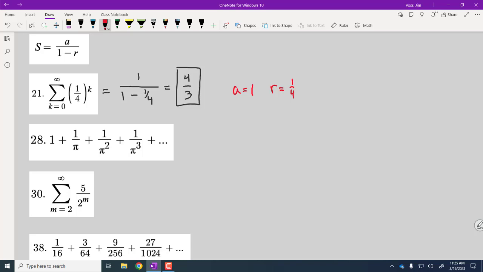All right, you all try 28. Find the sum of that infinite series. And the second one's a good one. If it's not 100% clear what your common ratio is, you can just do a few terms and you can see. It starts to become more and more obvious. So see if you can come up with that one.